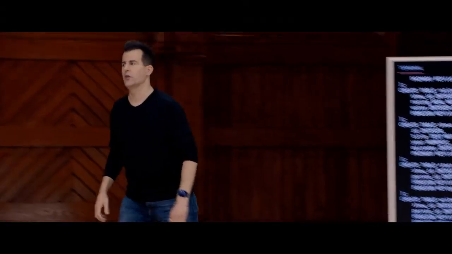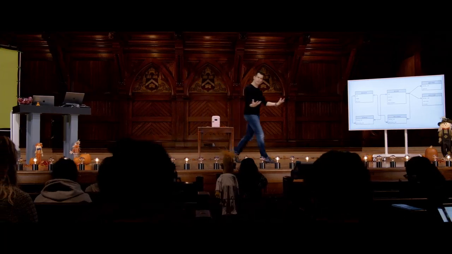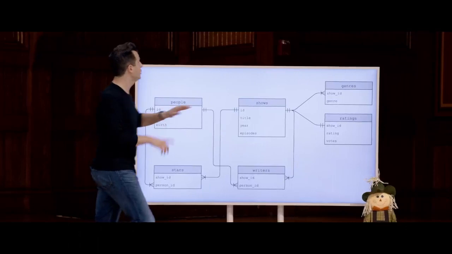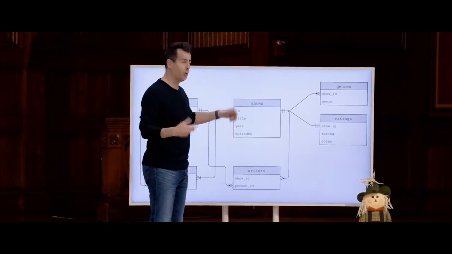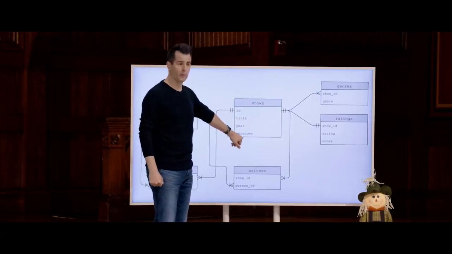But what is this code hinting at? Well, if I go back to the picture from earlier here, you'll see that this picture captures the relationships among these various tables. So for instance, if we focus on shows for just a moment, a show, again, has a unique ID, a title, a year in which it debuted, and a total number of episodes.